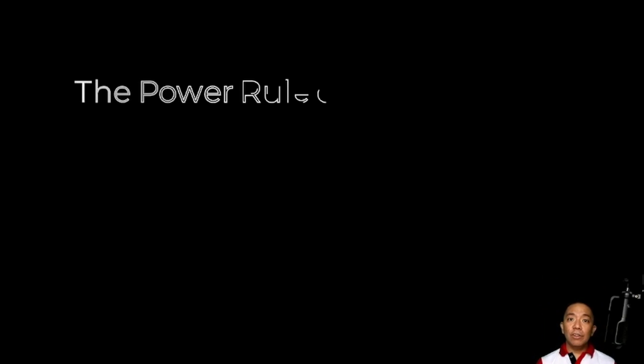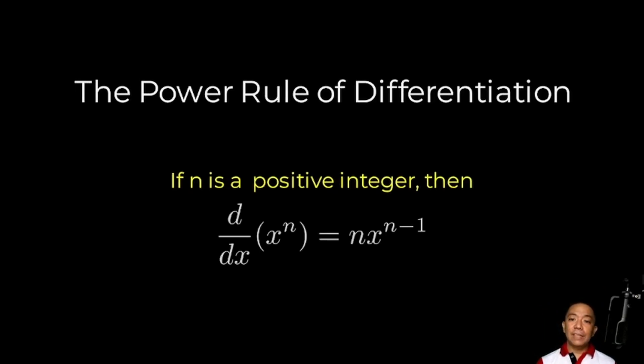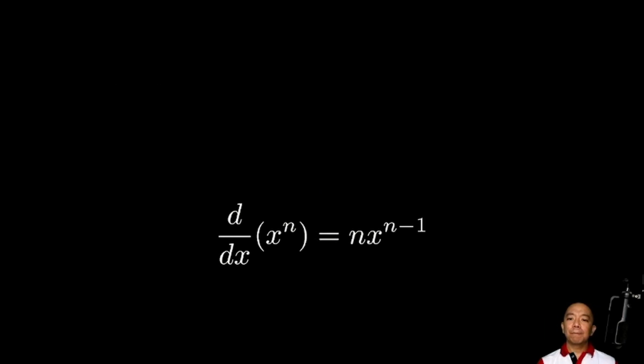Good day. Let's continue our review by going back to the power rule of differentiation, which states that if n is a positive integer, then the derivative of x raised to n is n times x raised to n minus 1. And we'll do this by going back sa definition.